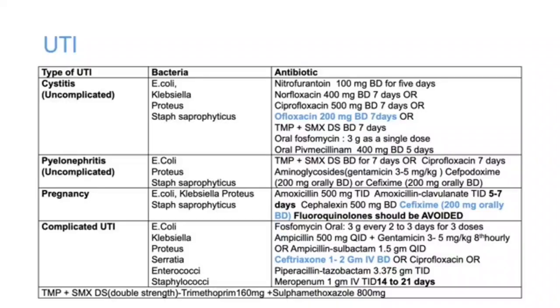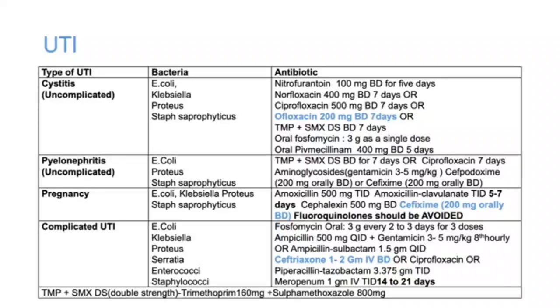Another important drug is oral fosfomycin sachet. It can be given 3 gram as a single dose in simple UTI, but in complicated UTI or chronic UTI or sick patients, we can give fosfomycin every alternate day. But they are very costly drugs.